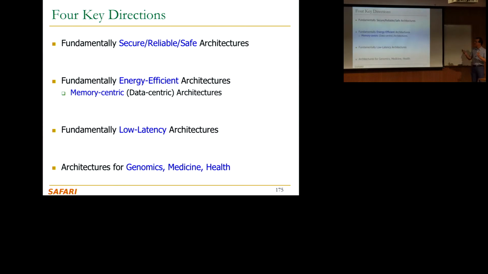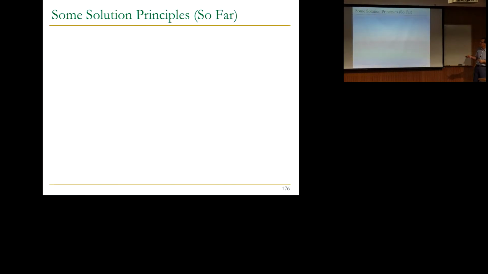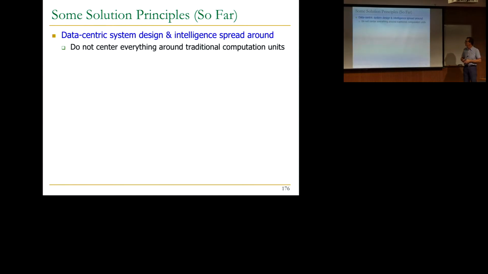Okay. So we've been covering this. We've covered the low latency portion. I'll derive some solution principles. I think this is general across everything we discussed so far. It's maybe more or less applicable to some things. But I think one of the things that we've discussed is data-centric system design and intelligence spread around. I think that's important. Do not center everything around traditional computation units. I think the things that we are discovering right now with DRAM, maybe if we didn't have the processor-centric view, maybe would have been mainstream by now, right? That's debatable, of course, but we've been so focused on processor and so optimized it that we maybe ignored the other parts of the system.